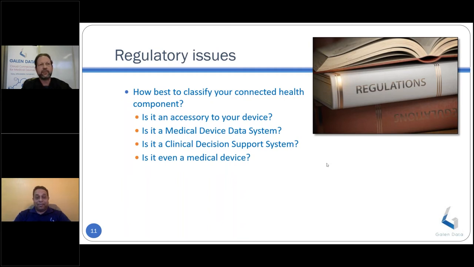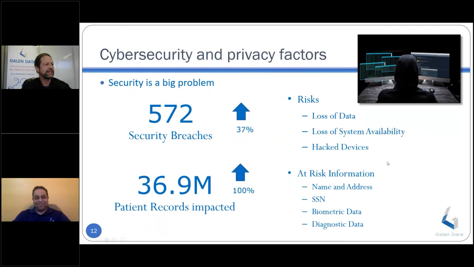You're painting the picture of a multidimensional balancing act: the hardware, the software, the data, now the regulatory. Let's add one more dimension to our balancing act, and that is cybersecurity and privacy. Yeah, so cybersecurity is a big problem. The data here is from 2019, the last year that we have decent data. But 37% increase in security breaches. This is healthcare only, not general IT, healthcare only. 37% increase in security breaches, 100% increase in the amount of patient records impacted.